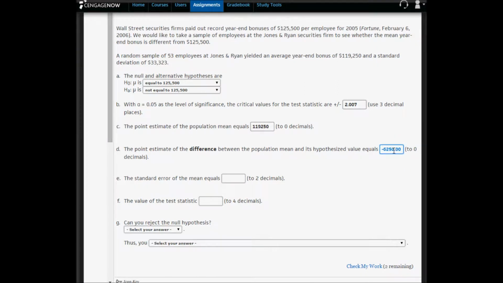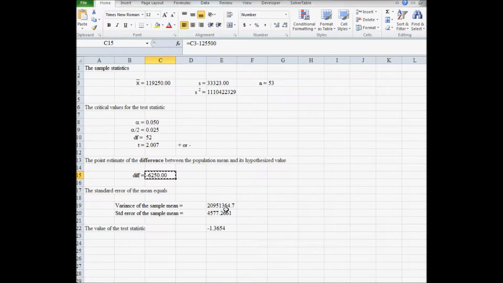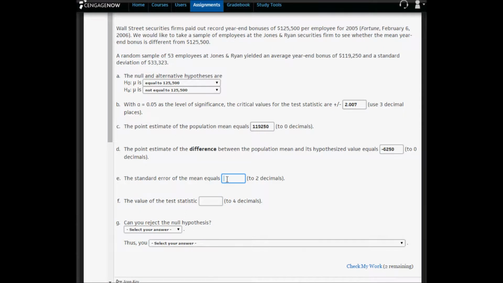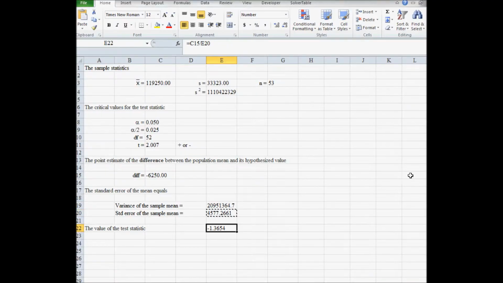And we need 0 decimal place accuracy. Next, we're going to copy in the standard error of the mean. And we only need 2 decimal accuracy. So if I get rid of the 6.1, I'm going to make that 6.7. Then we've got to copy in the test statistic to 4 decimal places.